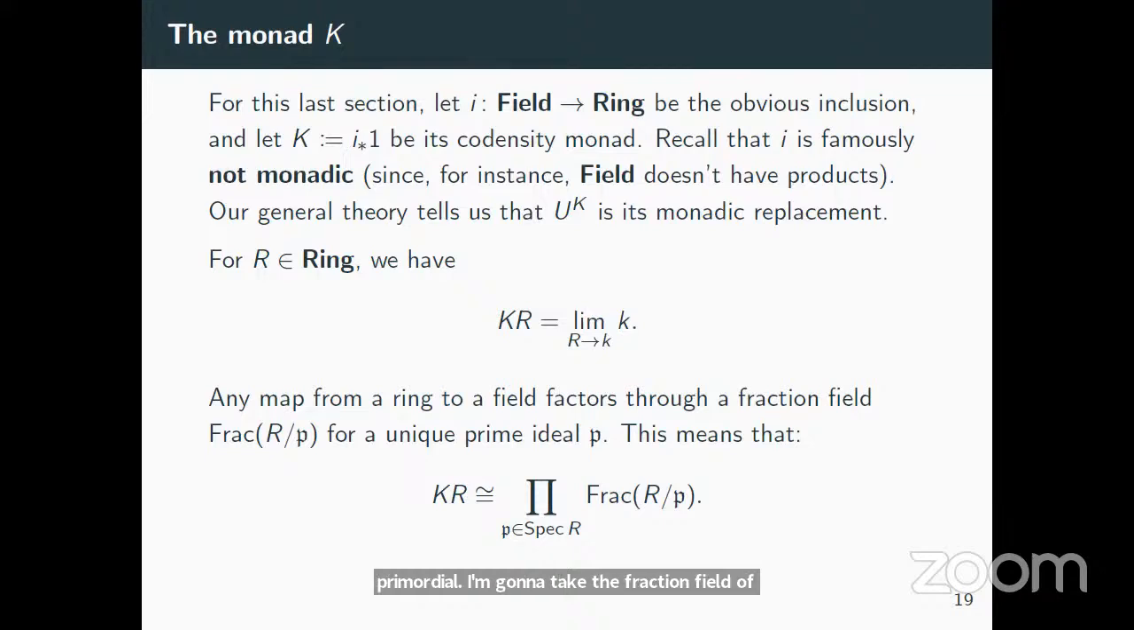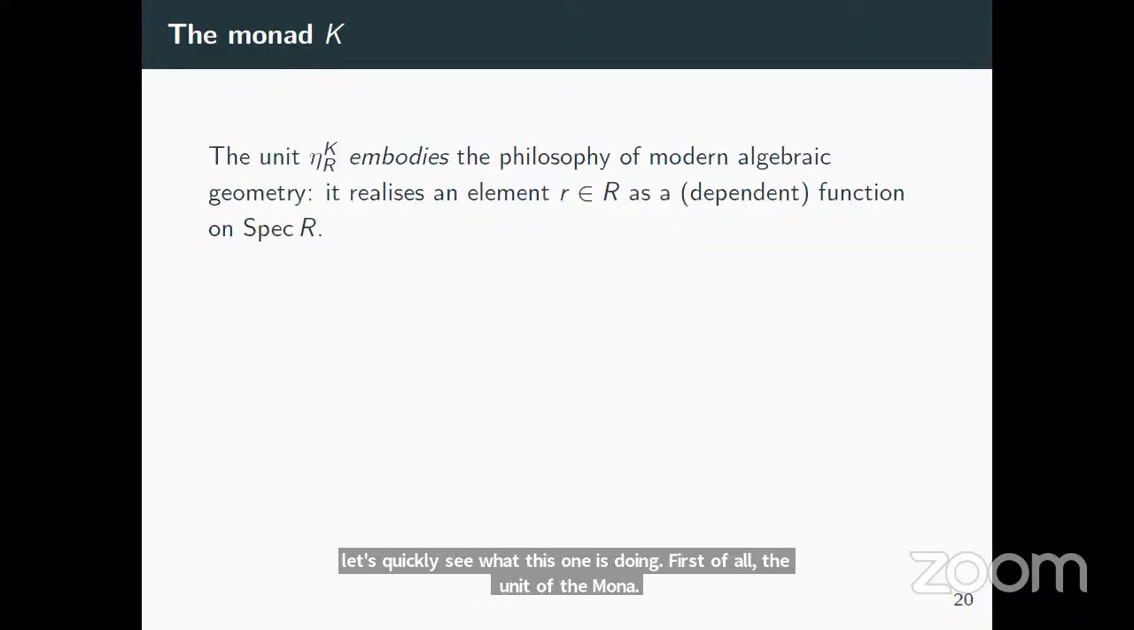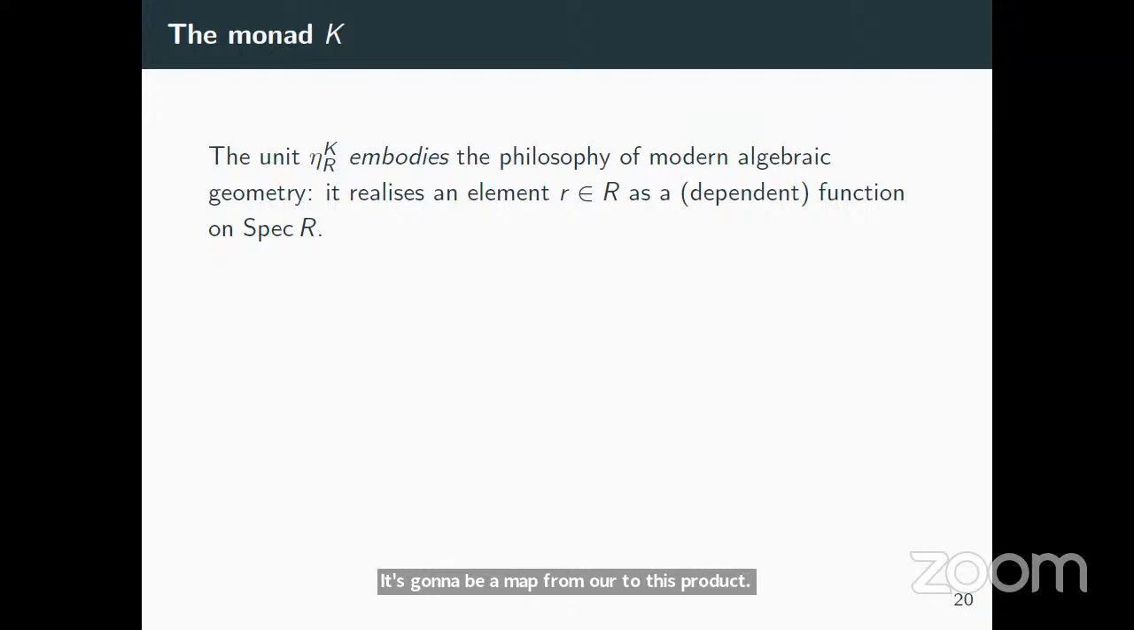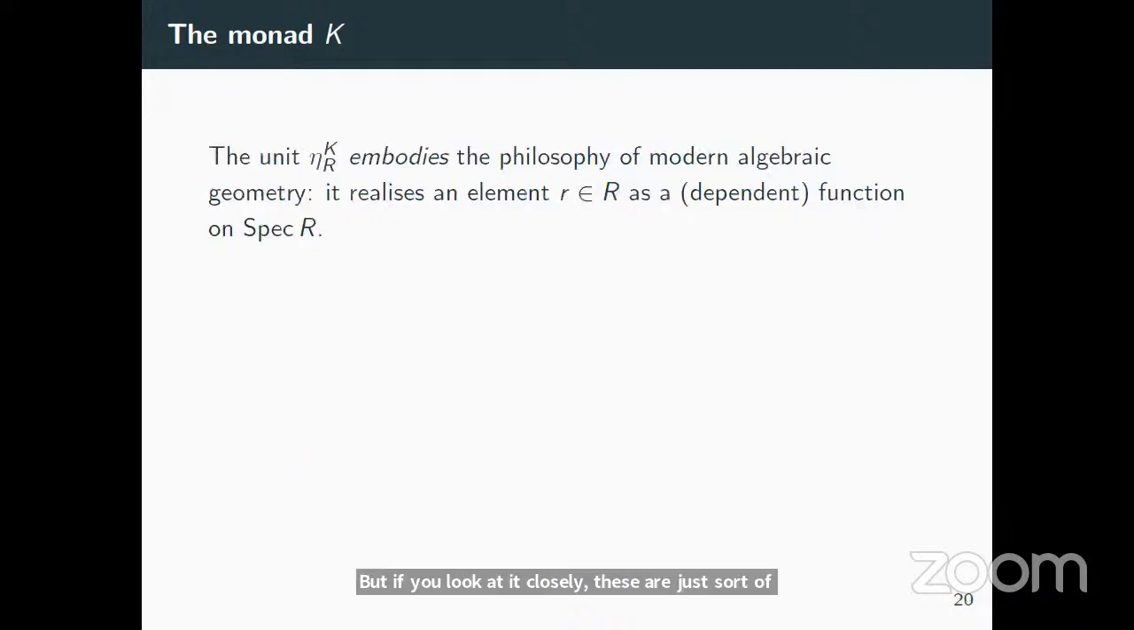So let's quickly see what this monad is doing. First of all, the unit of the monad is going to be a map from R to this product. And I like to say that it embodies the philosophy or the spirit of algebraic geometry, because it takes an element of the ring and it produces an element of this product. But if you look at it closely, these are just dependent functions on the spectrum of the ring. And that's what algebraic geometry likes to think about.